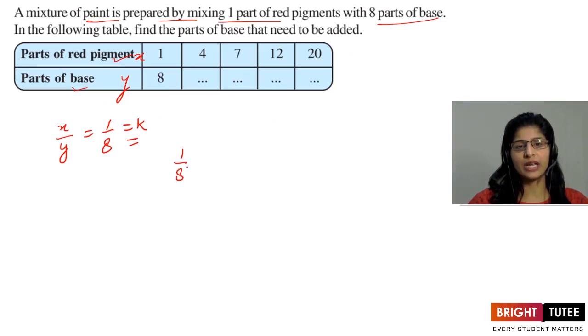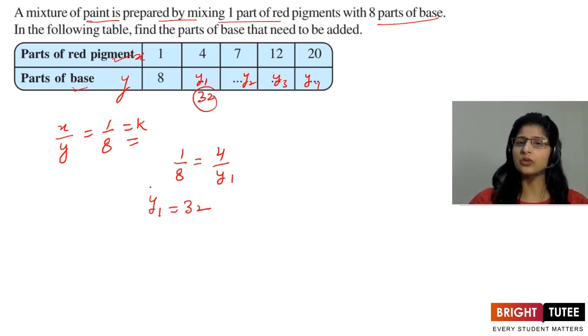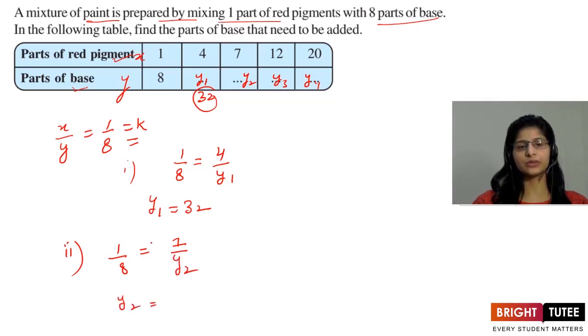Now we will write 1 upon 8 is equal to 4 upon Y1, and let us name the others Y2, Y3, Y4. So Y1 we have to calculate. Y1 is equal to 8 4s, which is 32. So we require 32 parts of base. The next one is 7 upon Y2. You can use 4 upon 32, or you can also use 1 upon 8. So 1 upon 8 is equated to 7 upon Y2. So Y2 is equal to 56. We get 56 parts of base.